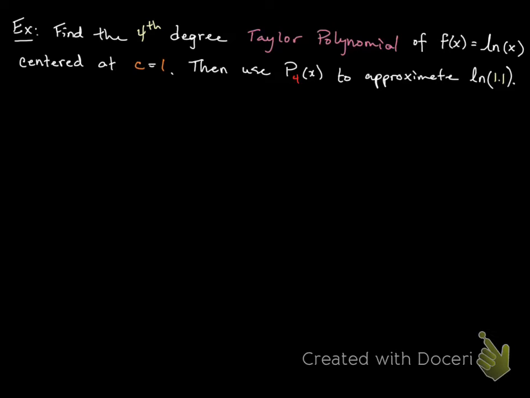I want to find the 4th degree Taylor polynomial. I'll go right to Taylor here. Maclaurin would just be with a center of 0, of natural log of x centered at c equals 1. Okay? And then I'm going to use that 4th degree polynomial, p sub 4, to approximate the natural log of 1.1. Okay? I'm going to try to speed through this process. It's really basically the same as finding the Taylor series. We just don't have to then generalize the formula. We get to stop when n is 4.